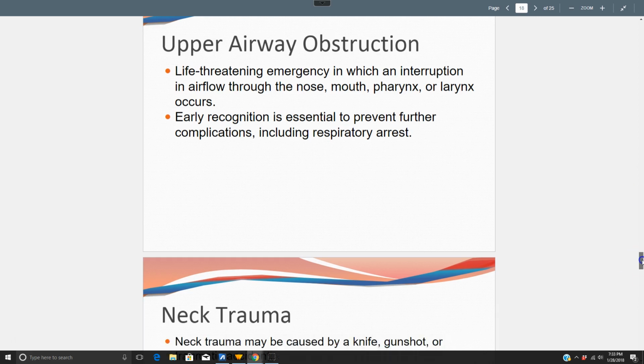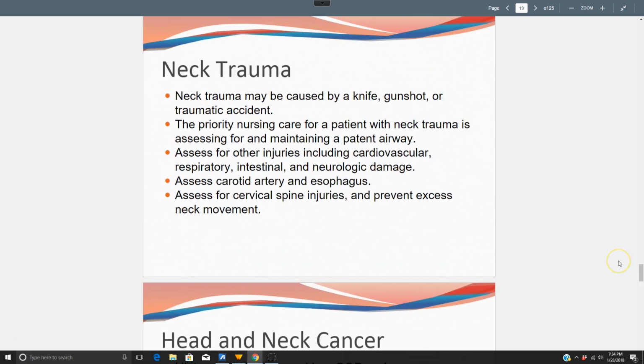And the next thing we're going to talk about is neck trauma. This is any neck injury that can be caused by a weapon or trauma, and the person that may have neck trauma can also have other types of injury, including cardiovascular, respiratory, intestinal, and neurological damage. Obviously, initiating a good assessment to determine exactly what the extent of the injuries are.